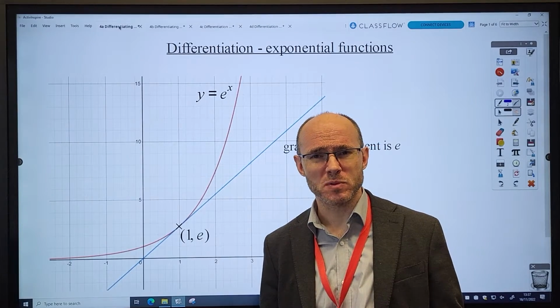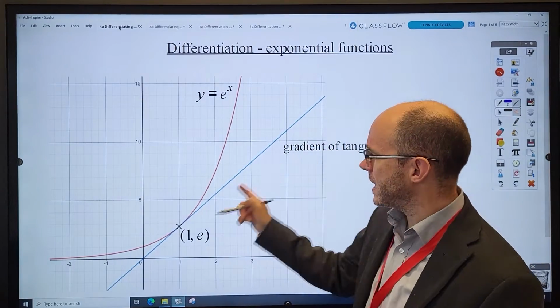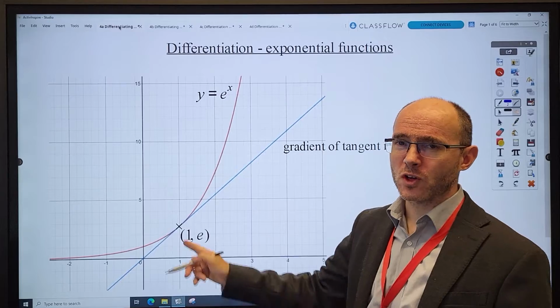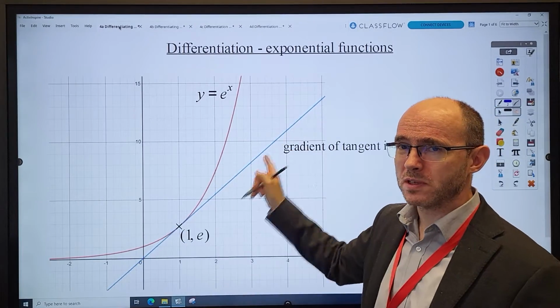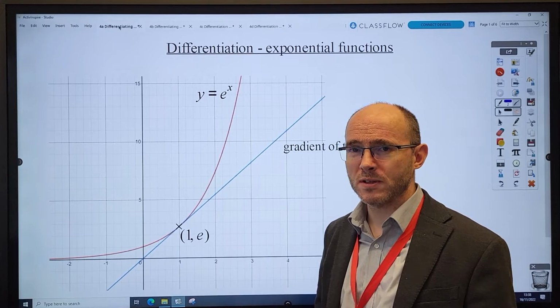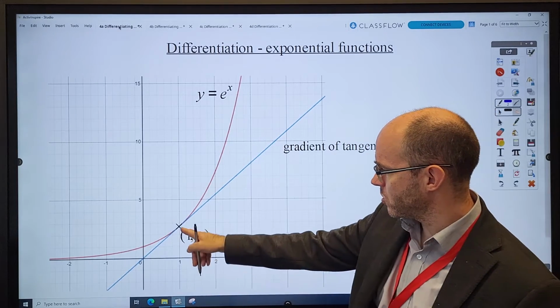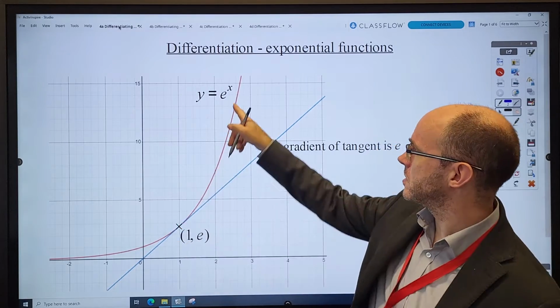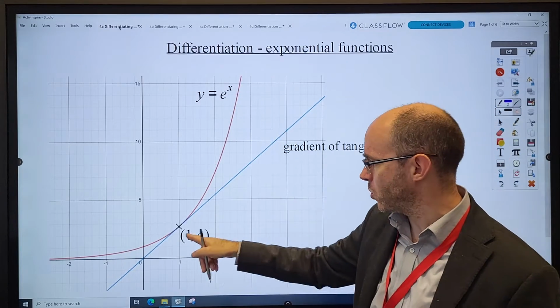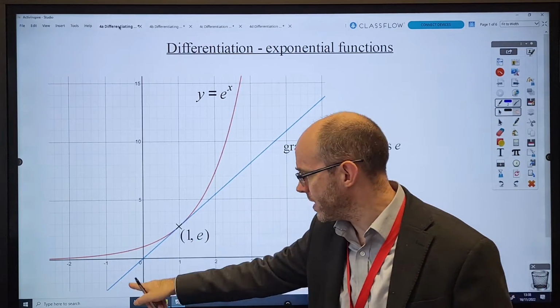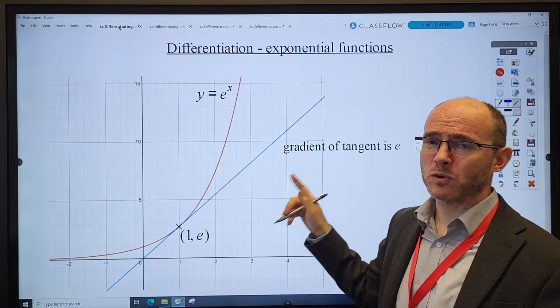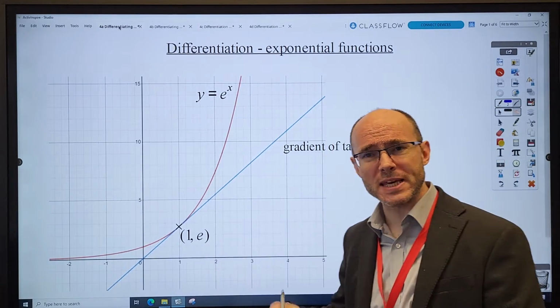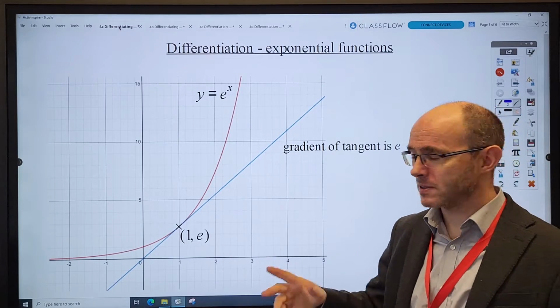I'll give you a couple of examples of what I mean by that. If you were to draw the tangent at any point on the curve y equals e to the x, the gradient of the tangent would always be the same as the y coordinate. So here, for example, I've chosen a point when x is 1. So e to the power of 1 is e, so the coordinate is (1, e). The gradient of that tangent is e.